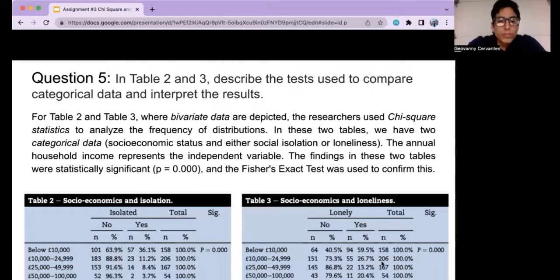Okay, so the first portion of question 5 says, in table 2 and 3, describe the tests used to compare categorical data and interpret the results. So for table 2 and 3, whereby varied data are depicted, the researchers used the chi-square statistic to analyze the frequency of distributions. As we can see in these two tables, we have two different categorical data, socioeconomic status and either social isolation or loneliness. The annual household income represents the dependent variable in this case. The findings in these two tables were statistically significant, as we can see by the p-value of 0.000, and the Fisher exact test was used to confirm this.